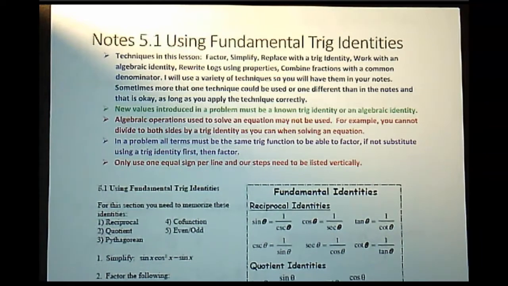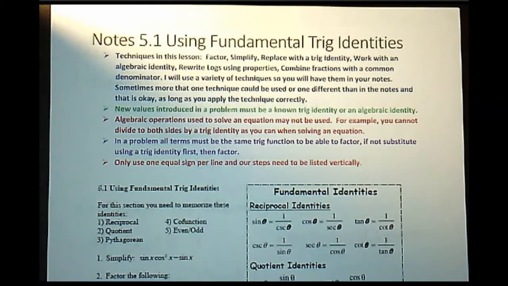Hi, today we are looking at section 5.1 and our notes for that, which is using fundamental trig identities. We have been working in the basic trig unit. We have spent a lot of time learning the angles of the unit circle, right triangle trig, solving, and then we spent quite a bit of time going over graphing and inverse graphs and knowing that we have to have that marker on our graph for inverse graphs.